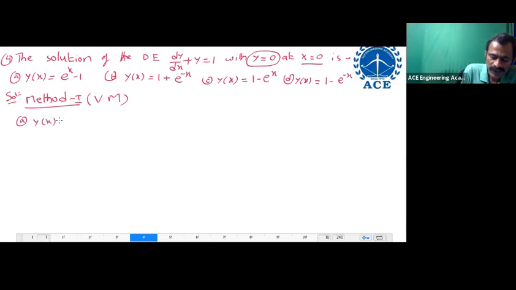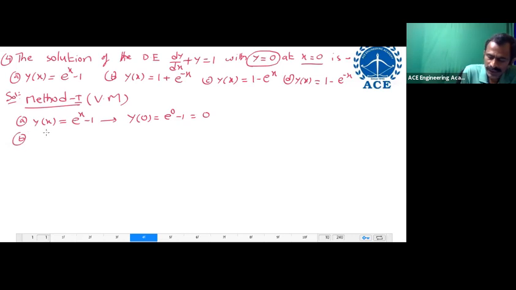First option is y of x equal to e power x minus 1. If you substitute x equal to 0 in this, y of 0 equal to e power 0 minus 1, 1 minus 1, 0. The condition is satisfied with the first option. So the first option may be the solution. Maybe the solution, we cannot guarantee. If no other option is satisfied, then the first option will be the correct answer. If more than one option is satisfied, we cannot choose the answer.